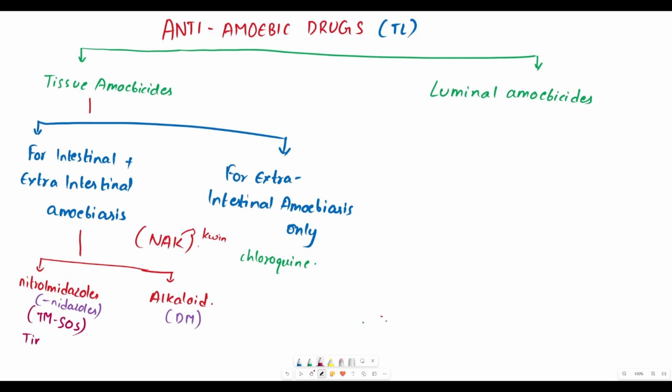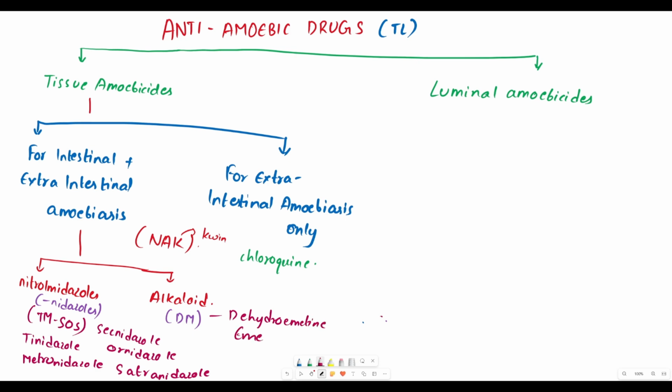T means it is tinidazole. M means metronidazole. S means secnidazole. O means ornidazole. S means satronidazole. So coming back to the alkaloids, remember it as DM, where D means it is dihydroemetin. M means it is emetin. Emetin and dihydroemetin come under the alkaloids. Chloroquine is used for extra-intestinal amoebiasis only.